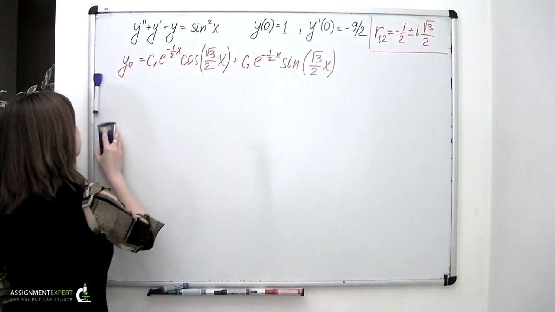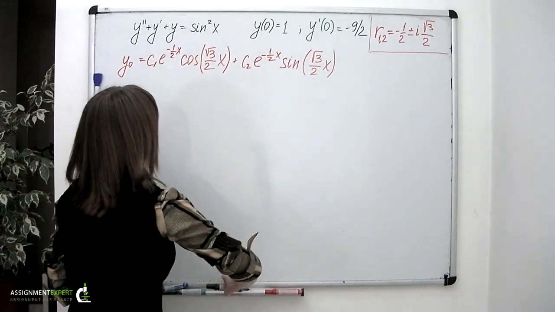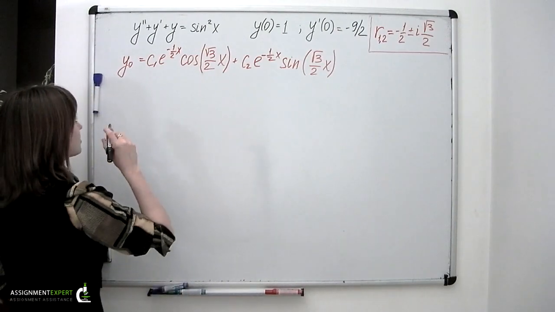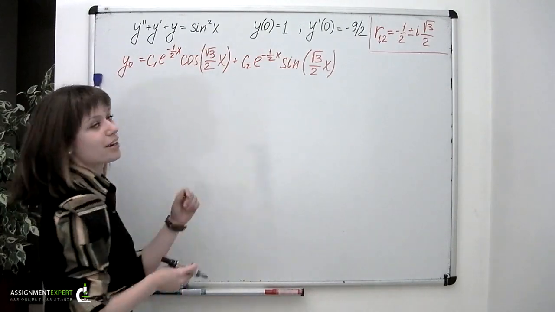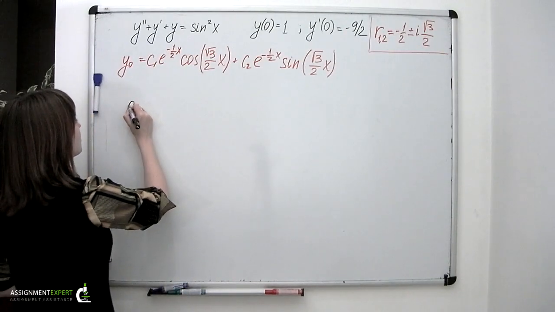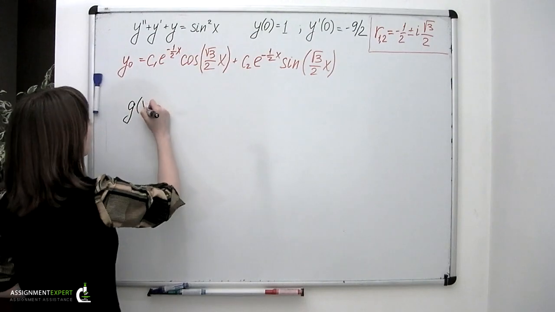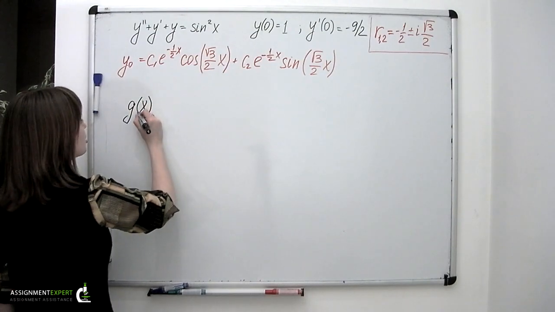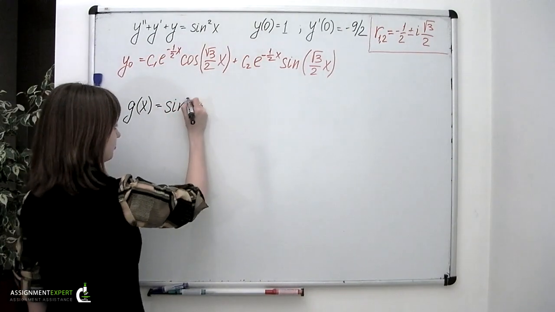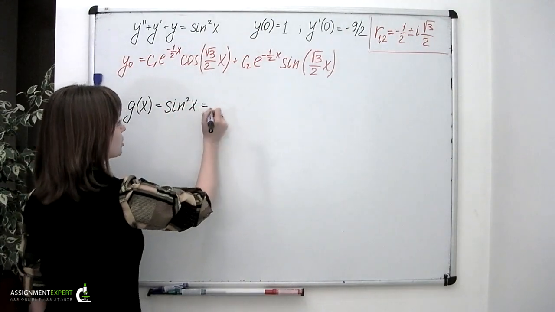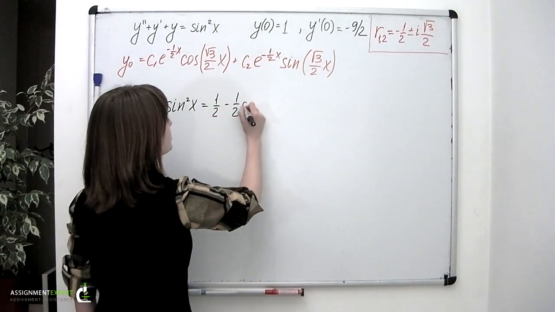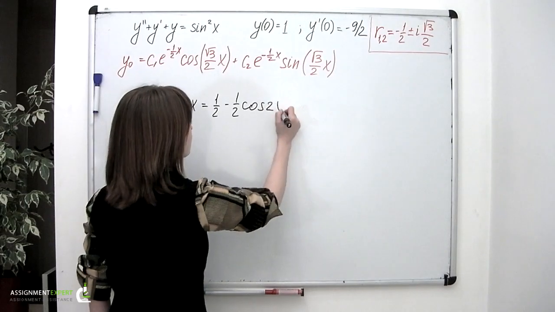Let's move on to the second one and find the particular solution of the given non-homogeneous equation. And to do this, we need to take a close look at the right-hand side of this equation. And we have the non-homogeneous term, let's name it g of x, equal to sine squared of x. Or it can be reduced to 1/2 minus 1/2 times cosine of 2x.